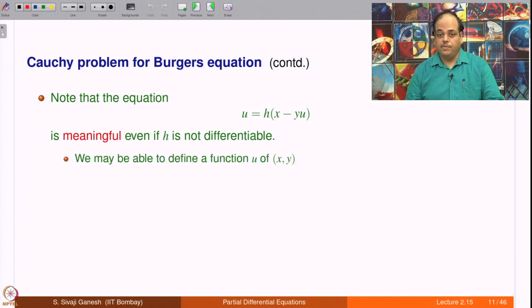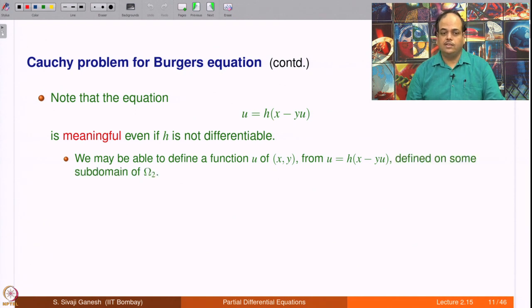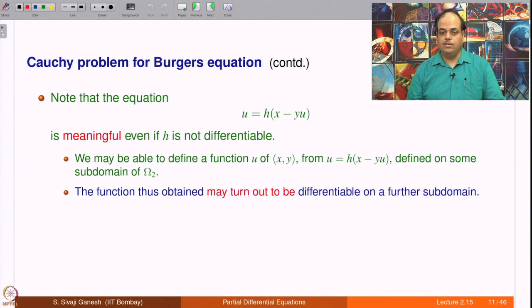We may be able to define a function u(x, y) from this equation on some subdomain of omega 2. What is omega 2? Recall, it is a projection of omega 3. What is omega 3? Omega 3 is where the coefficients of the quasi-linear equation are defined. Omega 2 is a projection of omega 3 to the x-y plane. Solutions will be defined in some subdomain of omega 2. So, it is possible. And the function thus obtained may turn out to be differentiable on a further subdomain. Therefore, it will be a solution to Burgers equation.